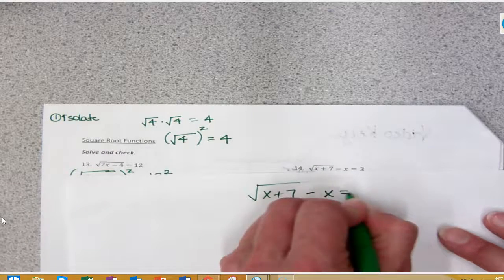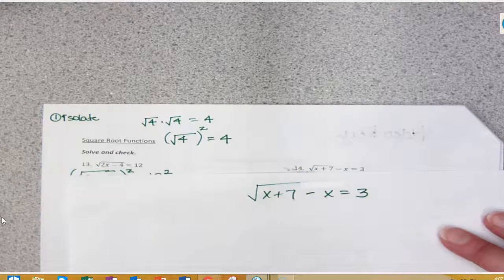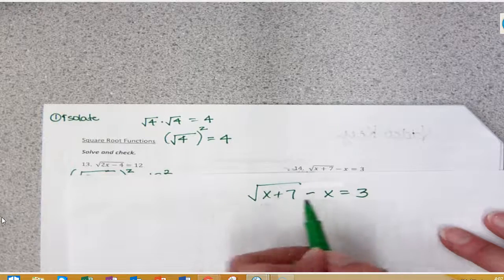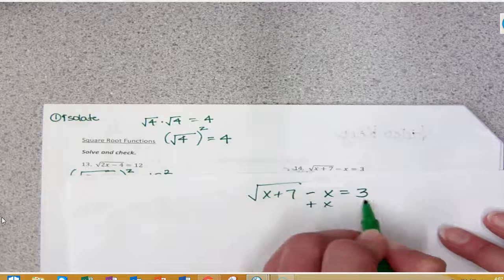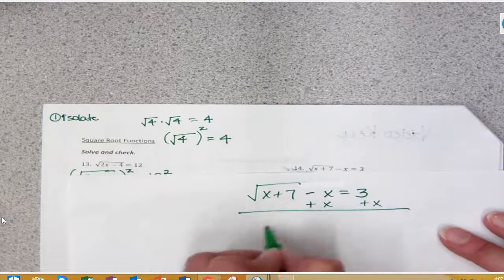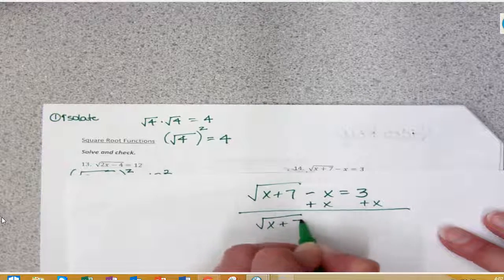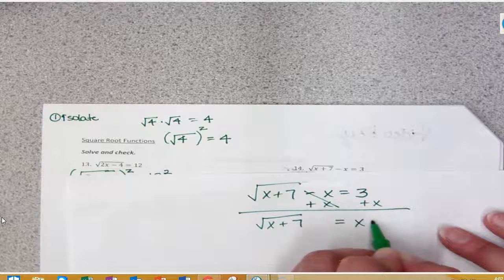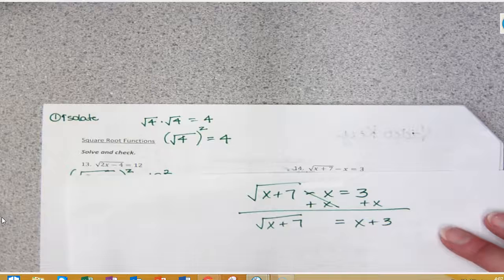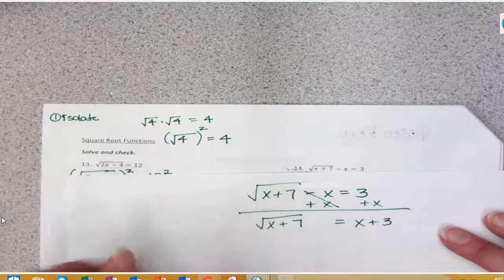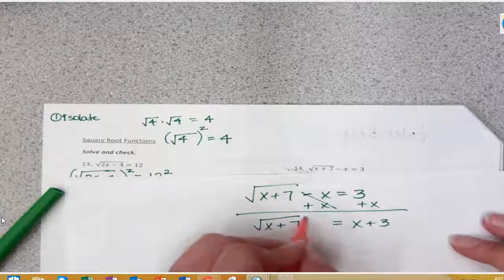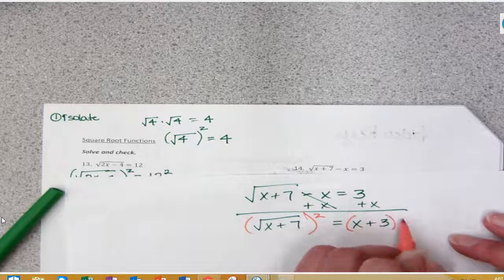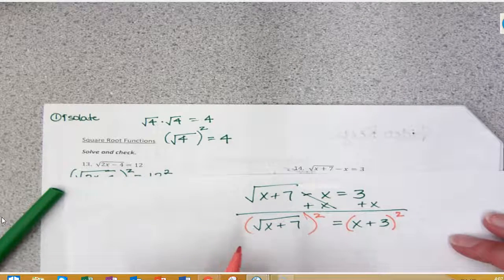Minus x equals 3. Okay, the square root ends right here. So I need to isolate this, so I'm going to add x to both sides. And I'm going to get the square root of x plus 7 equals, this cancels out, x plus 3. Now I want to square both sides. So I'm going to take this, square that, take everything over here, and square that.